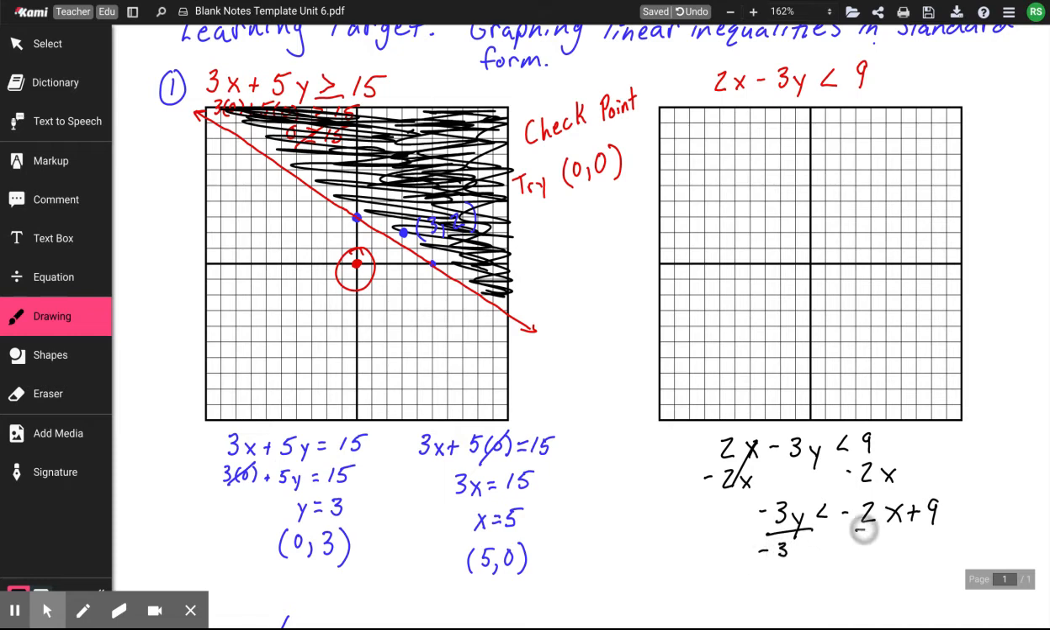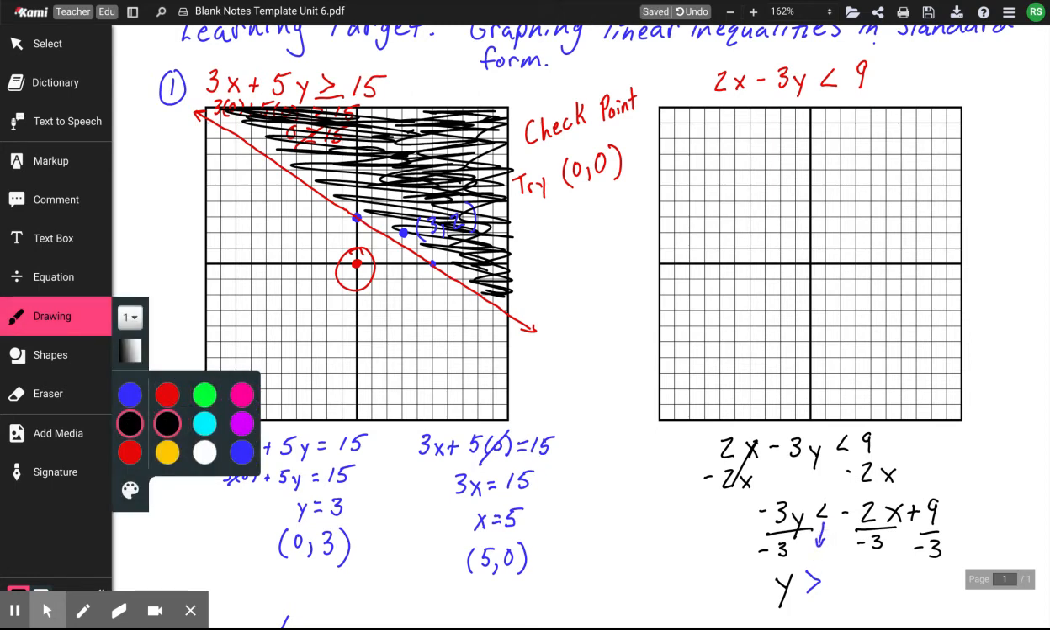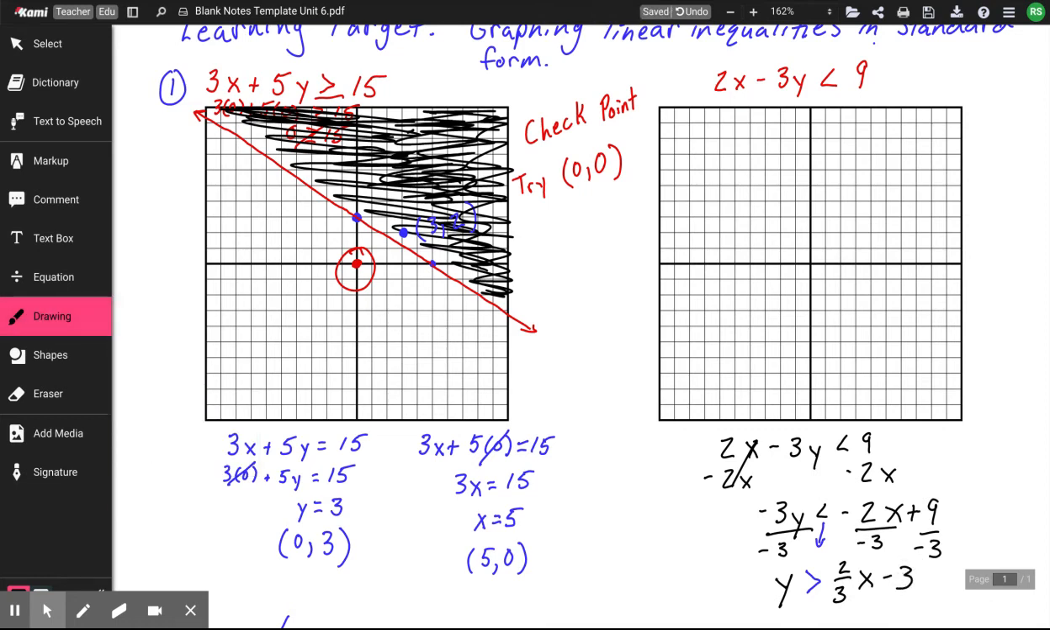Remember, we want a positive y when we're putting it in slope-intercept form. So I divide everything by negative 3. This gives me a positive y. Don't forget, if we're working with an inequality and you multiply or divide by a negative number, we've got to flip that inequality sign. Negative 2 over negative 3x, well, negative divided by a negative is positive, and then 9 divided by a negative 3 is a negative 3. So now I have a y-intercept at negative 3 and a rate of change of up 2 and 3 to the right because it's positive 2 over 3.